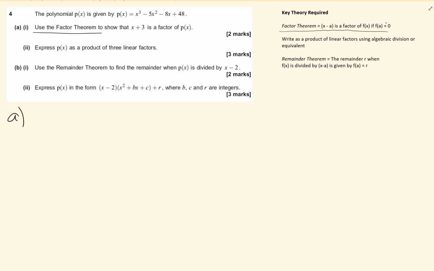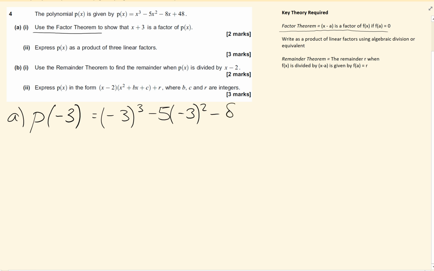So in this case, we are going to be trying p, because the function of the polynomial is p of x as opposed to f of x, of minus 3. And so we're just going to put minus 3 in whenever we see an x. So minus 3 all cubed, minus 5 lots of minus 3 squared, minus 8 lots of minus 3 plus 48. Now it's important to write out this line just so that you're showing your examiner that you know what you're doing, because this gives you your first mark.